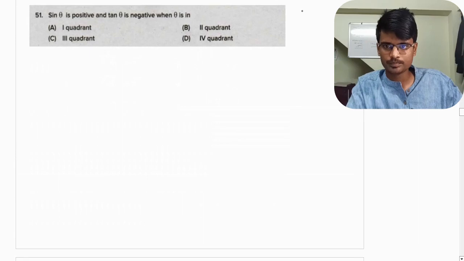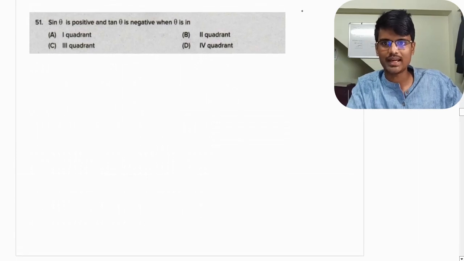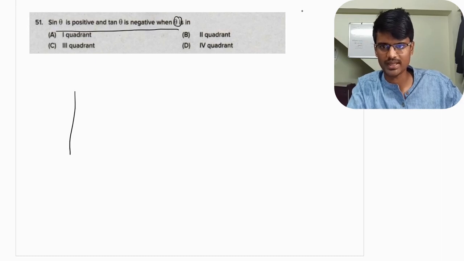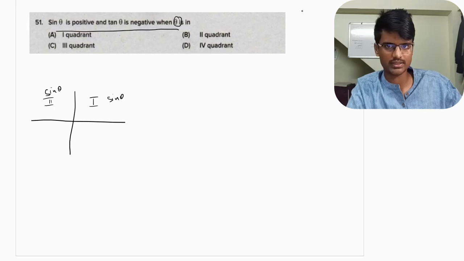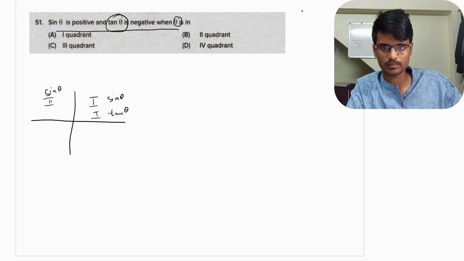Moving on. Sine theta is positive and tan theta is negative when theta is in. When is sine theta positive? It is in the first quadrant and in the second quadrant. So it is either first or second quadrant. The second information we have is tan theta is negative. In the first quadrant tan theta is positive, and in the second quadrant tan theta is negative.